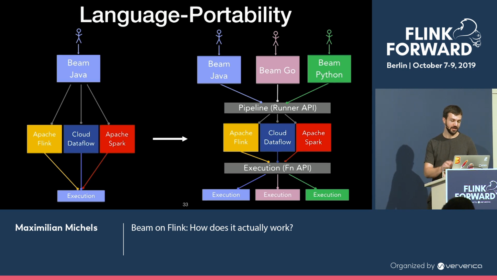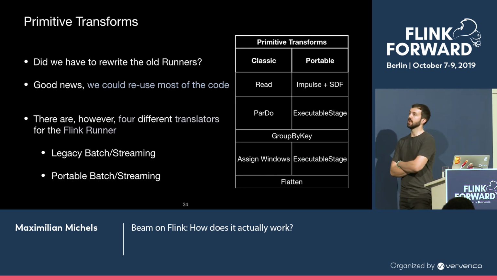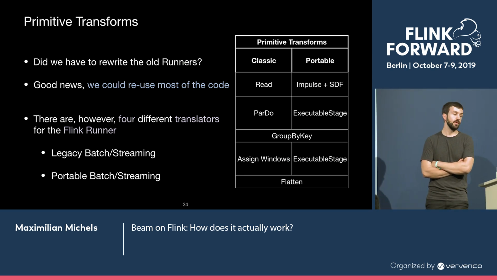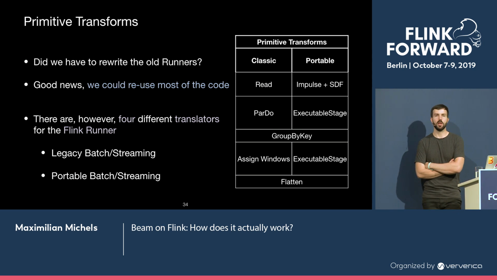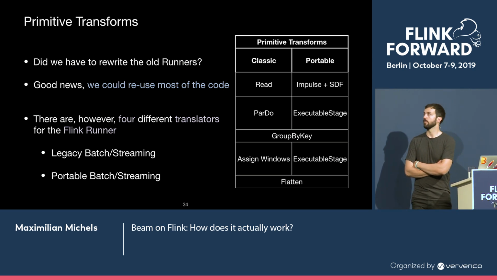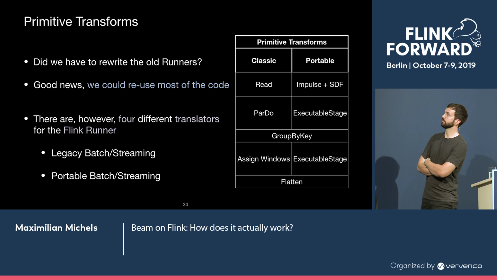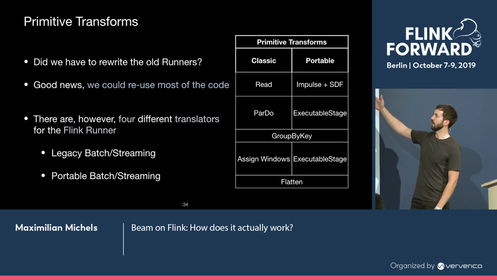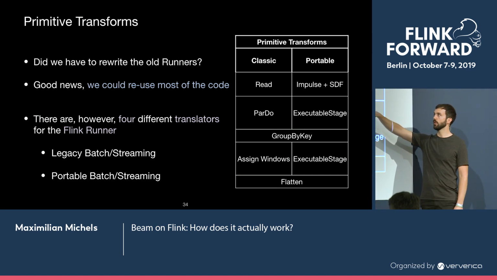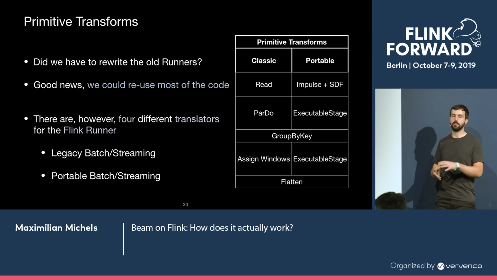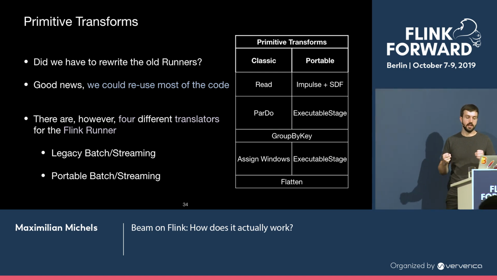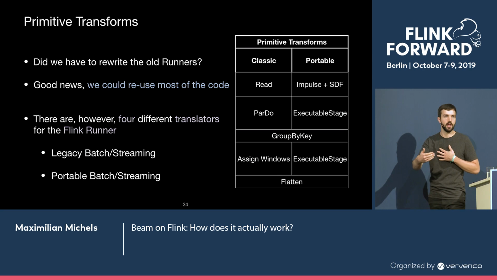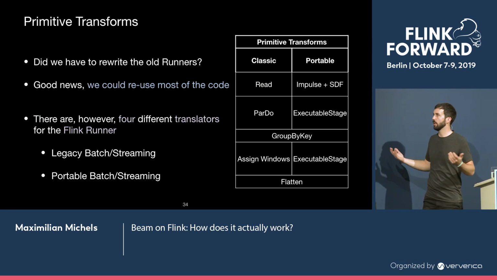And so what does that mean for our runner? Does it mean we have to rewrite everything? Well, actually, most of the logic stays the same, at least for the runner. So we have a new way to now execute our ParDos, which is called ExecutableStage, and that's basically all the transforms that can be combined and actually require a foreign SDK like Python.